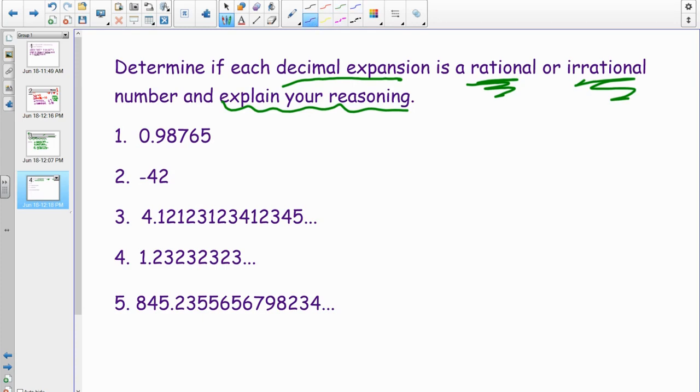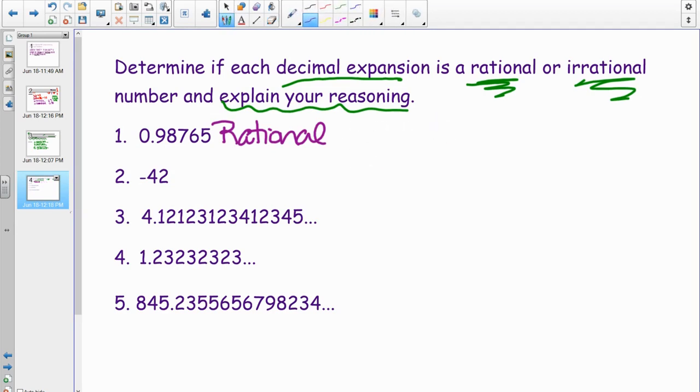So example number 1 is 0.98765. So first of all, I notice that there's no bar notation. I notice there's not 3 dots to show an ellipsis, which means that it continues on forever. So I'm going to classify this as a rational number. And I know this is a rational number because I can honestly write this into a ratio. Okay, let's go to the next example.